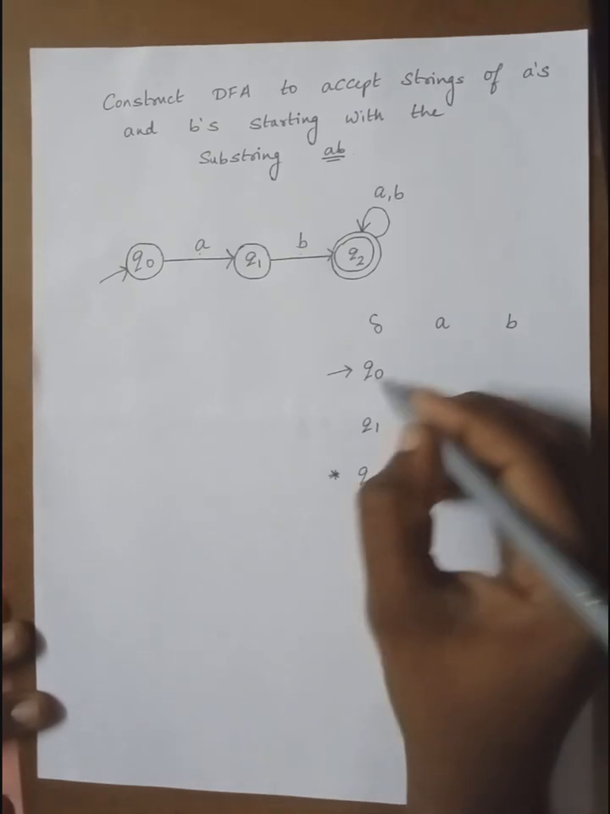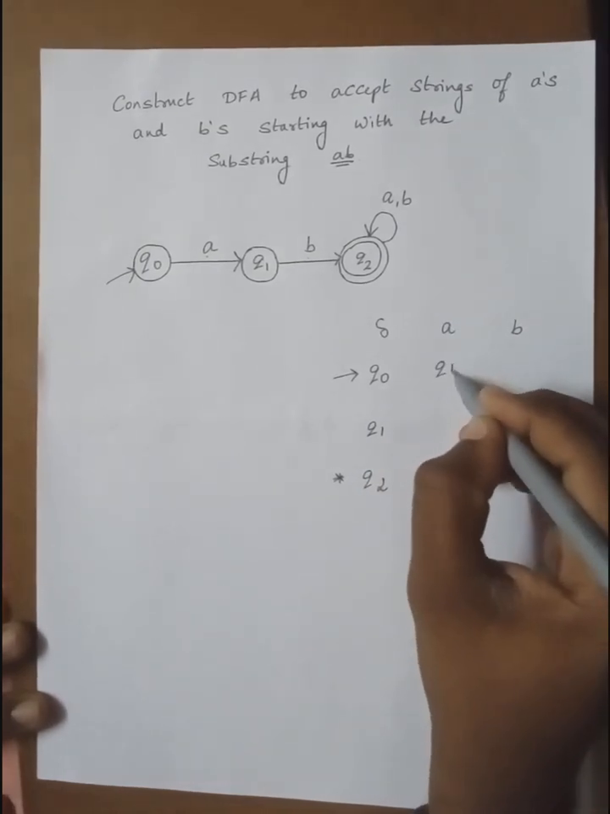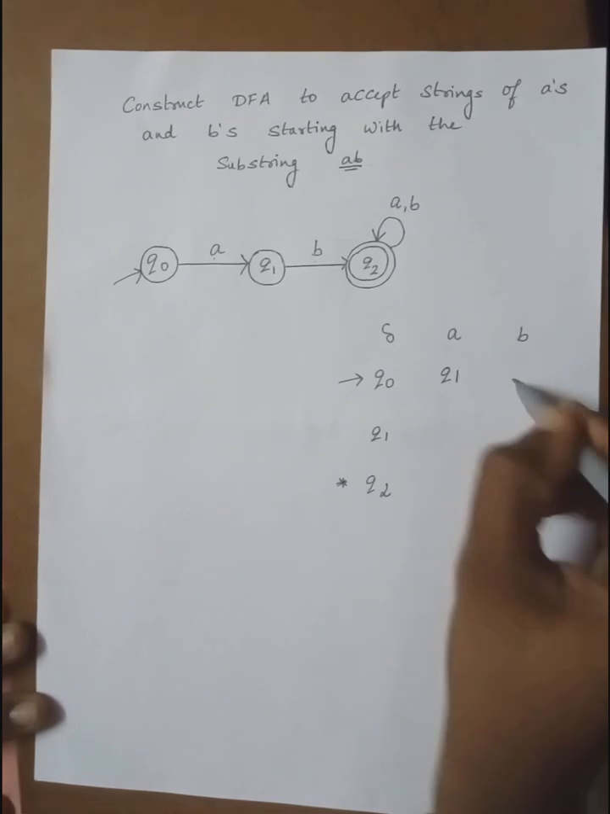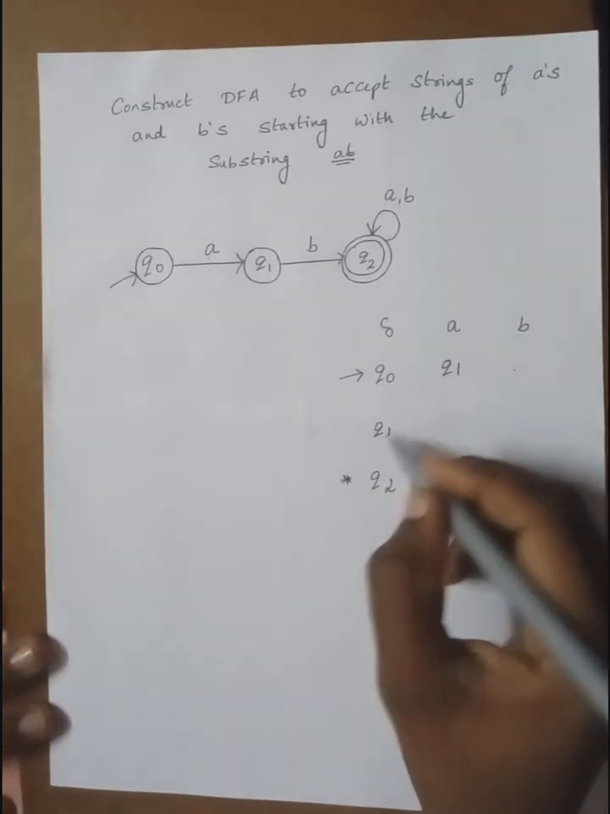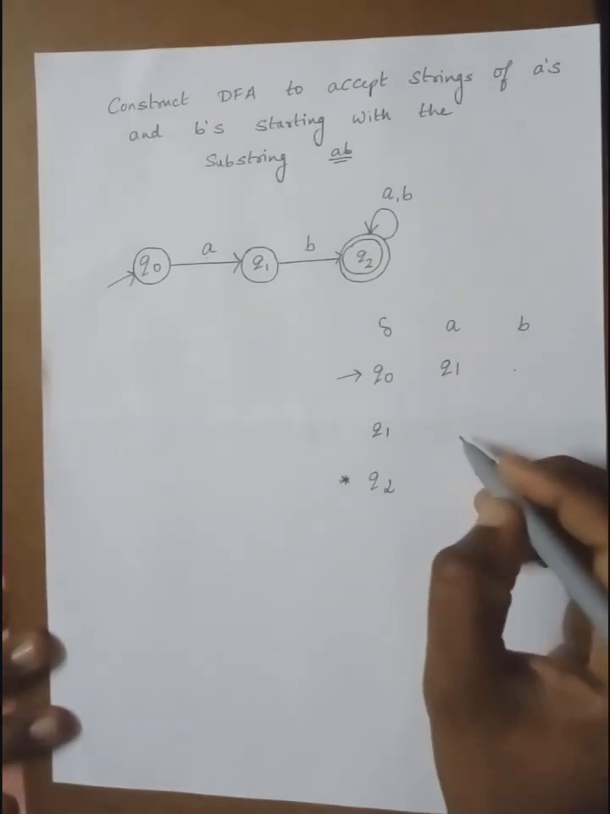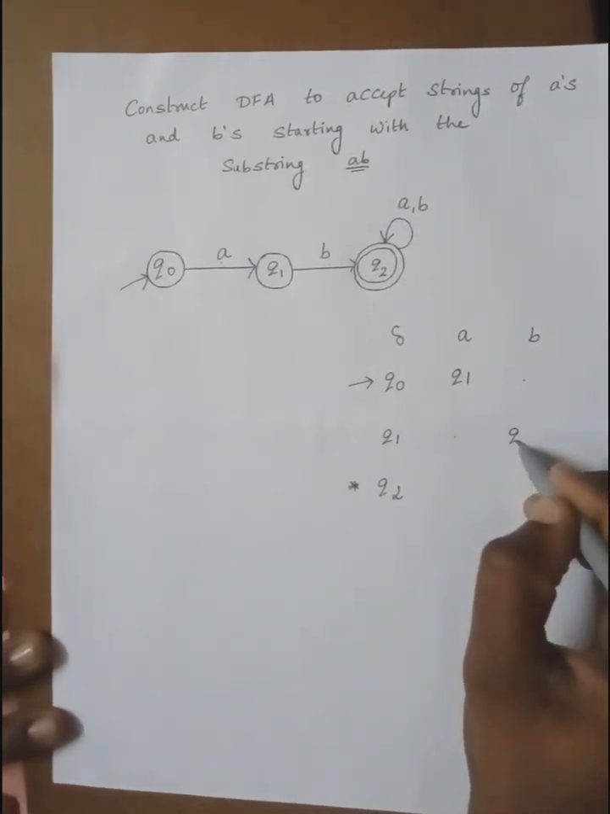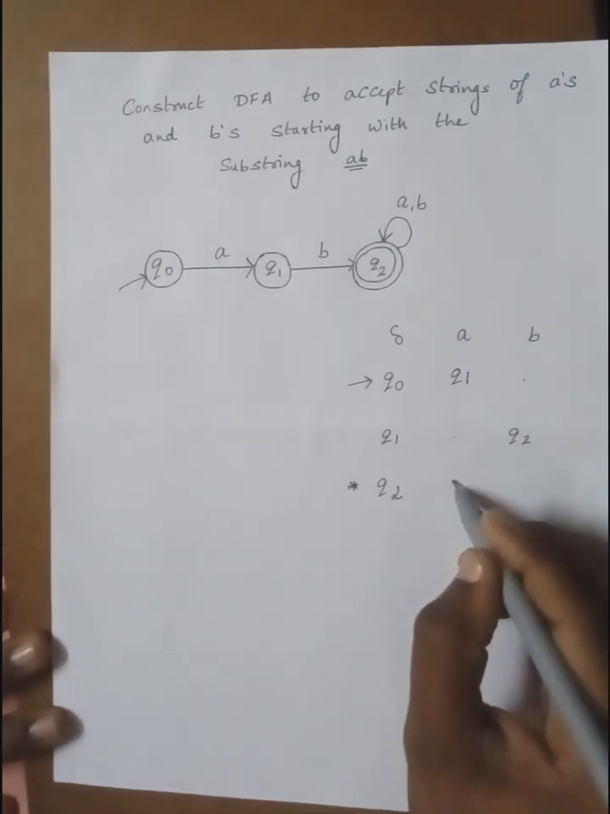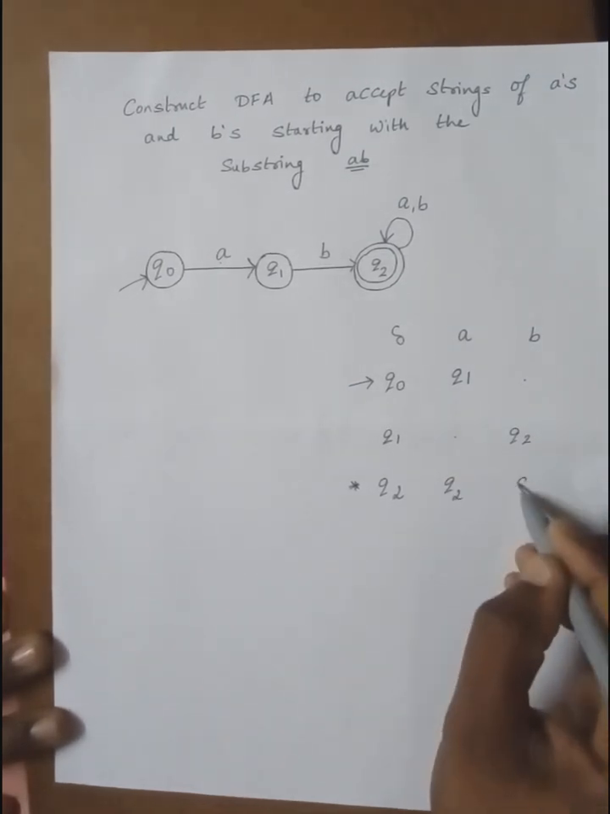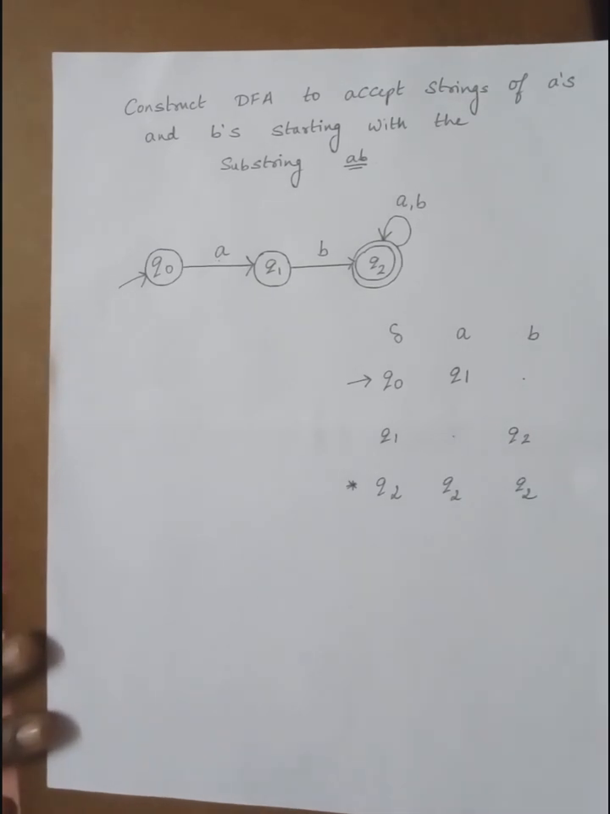So whenever we have Q0 on A, it goes to Q1. So Q0 on B is not yet defined. Same way, Q1 on A is still not yet defined. So Q1 on B goes to Q2. So same way, Q2 on A goes to Q2, Q2 on B also goes to Q2.